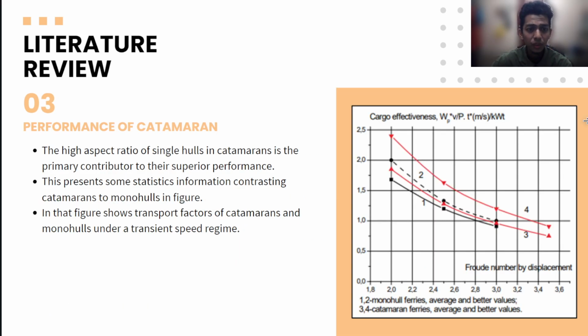Third part, performance of catamaran. The high aspect ratio of single hulls in catamarans is the primary contributor to the superior performance. This represents some statistical information contrasting catamaran to monohull in the figure. Here, that figure shows transport factors of catamarans and monohulls under a transient speed regime.